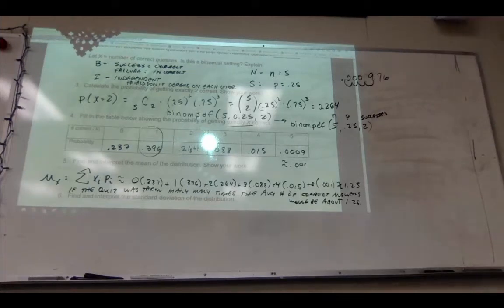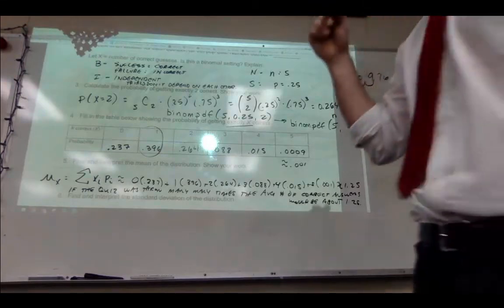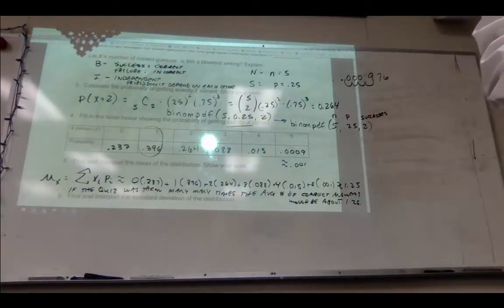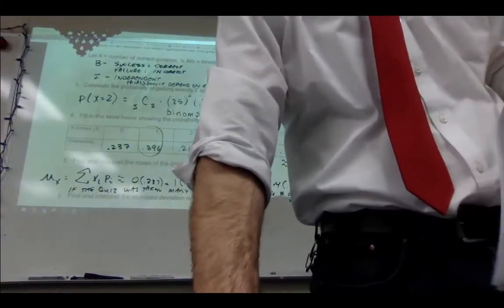So what's the probability of getting at most 3 correct? How are we going to figure this out? So work on number 6, and work on 6, 7, and 8. So find the standard deviation, and then find the probability of getting at most 3 correct, and then find the probability of getting 3 or more. So do 6, 7, and 8.